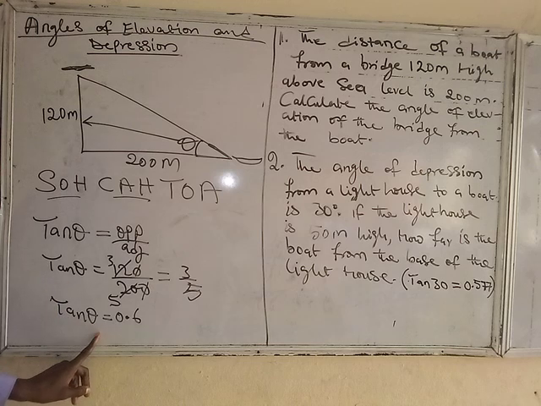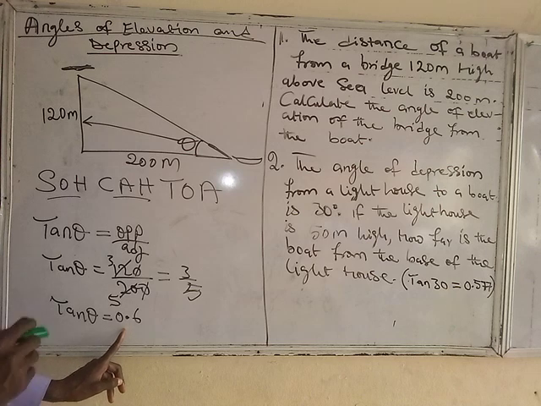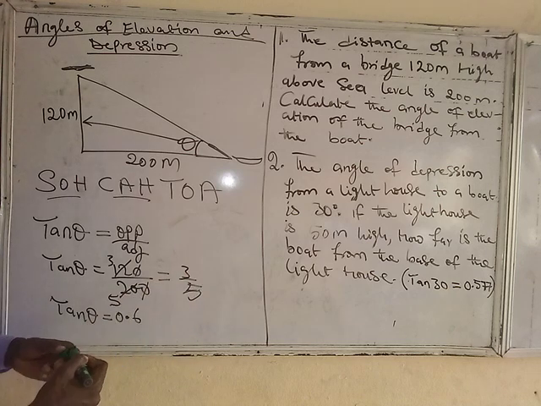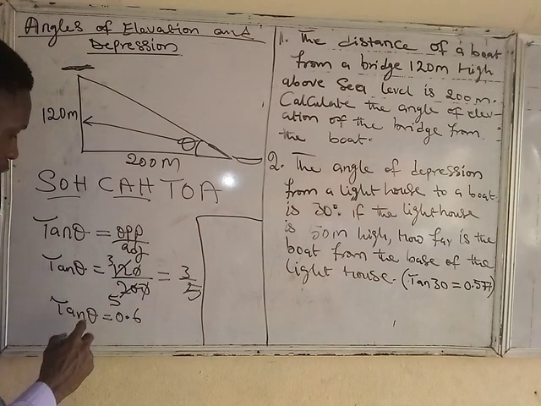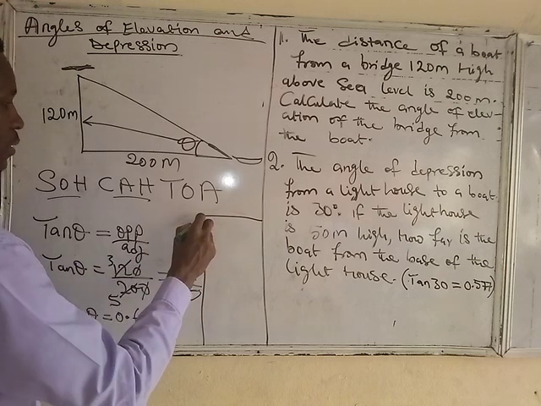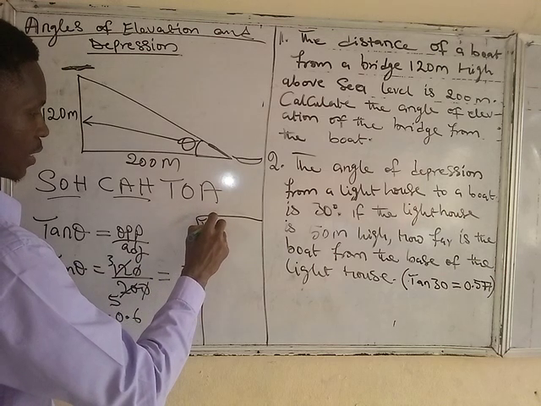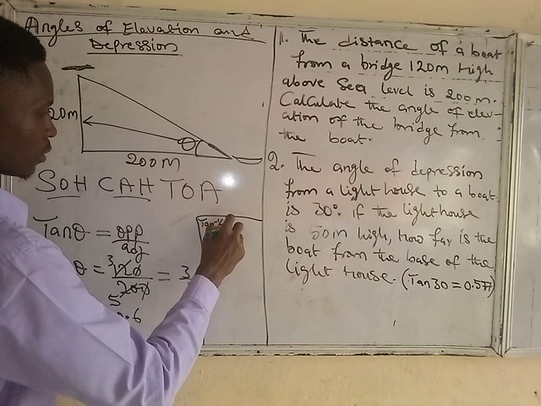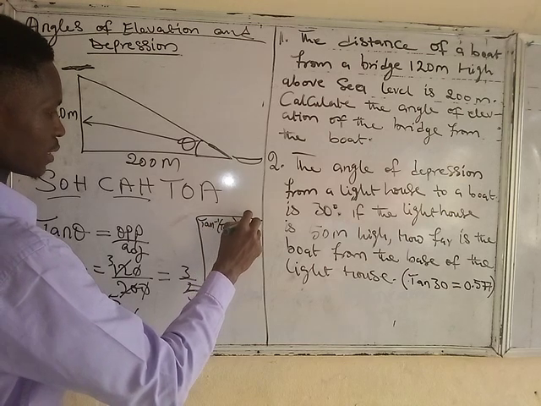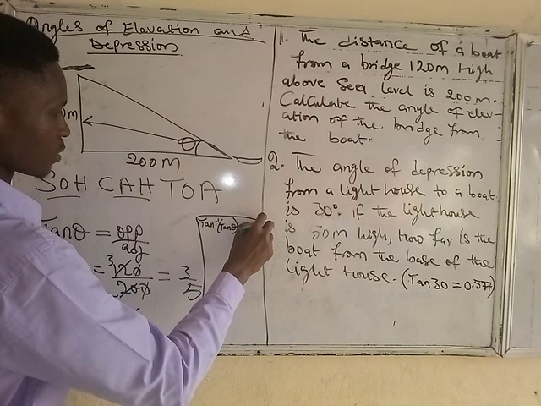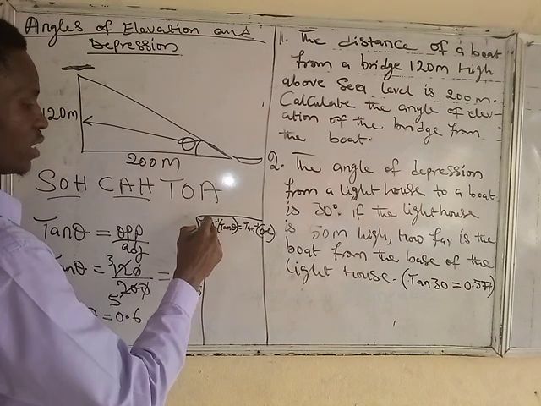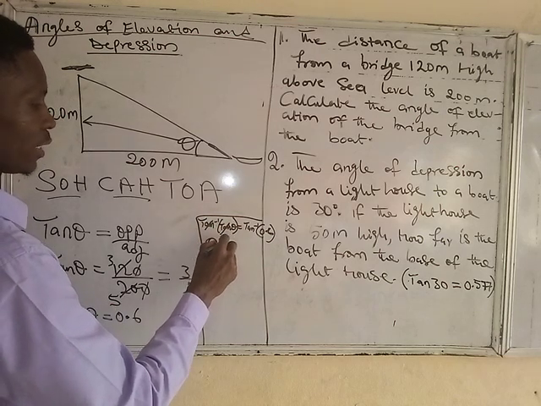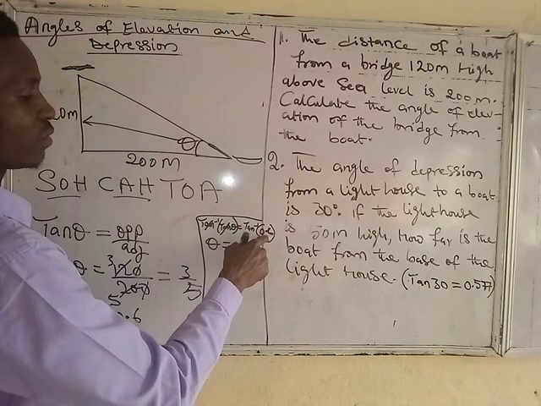So what we simply do is to look for the tan inverse of 0.6, so we can get theta. If we are multiplying through by the tan inverse, I'm trying to maximize my board. If we are multiplying through by the tan inverse, that is tan power minus 1 into tan theta equals tan inverse of 0.6. This cancels out to give us theta alone to be equal to the tan inverse of 0.6.